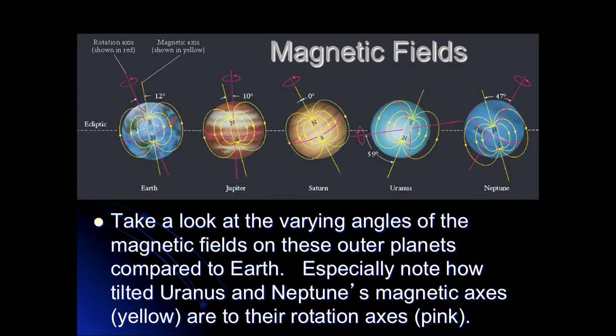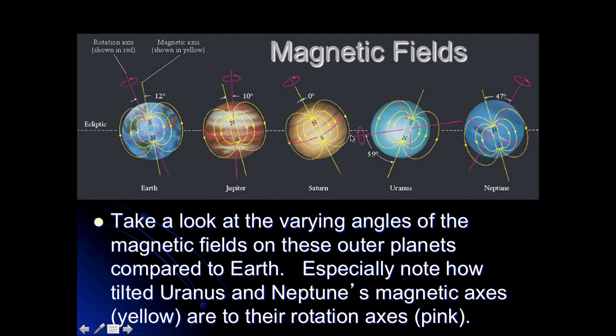Take a look at the various angles. Here are Earth's magnetic field, Jupiter, Saturn, Uranus, and Neptune. Like I said, on Earth the magnetic field comes pretty much directly out of the poles where our rotation axis is, similar to Jupiter and Saturn. But notice that the rotation axis for Uranus is very different from all other planets. Uranus orbits on almost a 90-degree axial tilt, and the magnetic field lines are about 60 degrees off from that axial tilt, and about 50 degrees off for Neptune as well. So their rotation axes are a little different.